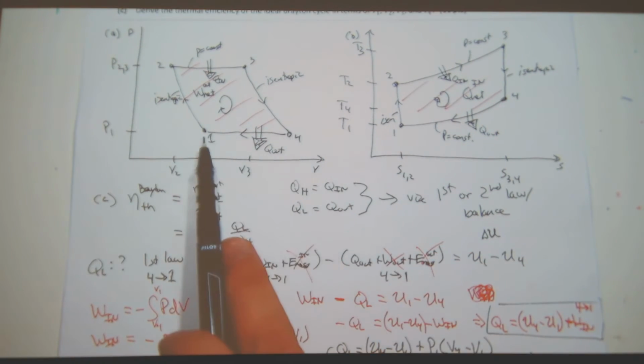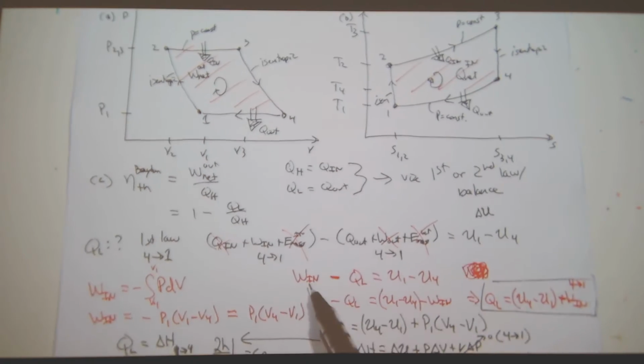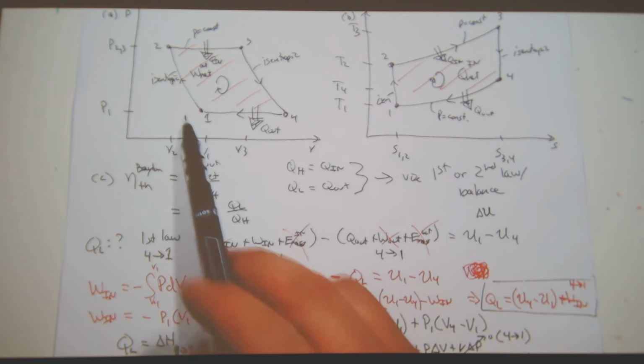I'm going from 4 to 1, so let's go back up to this equation right here. So my heat in, work in, mass in, minus my heat out, work out. I crossed off all these things, and I ended up getting work in minus the heat out is equal to the change in internal energy from going from state 4 to state 1.